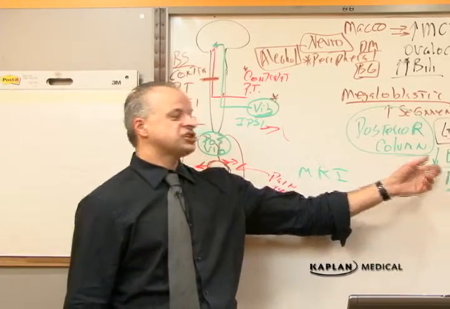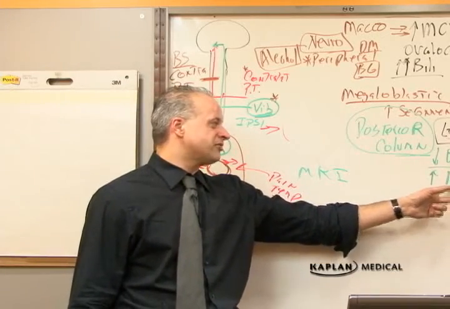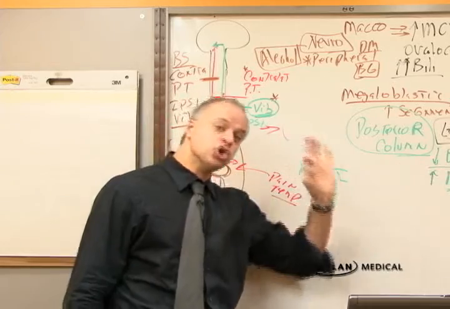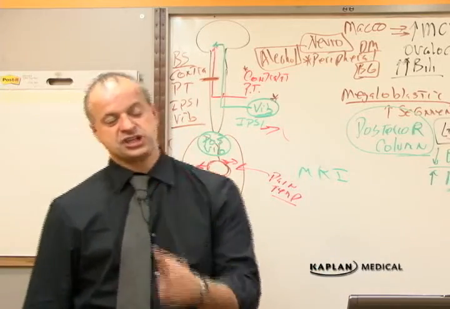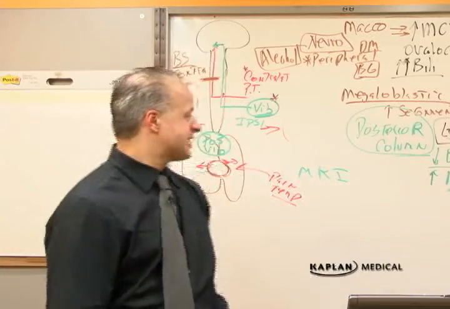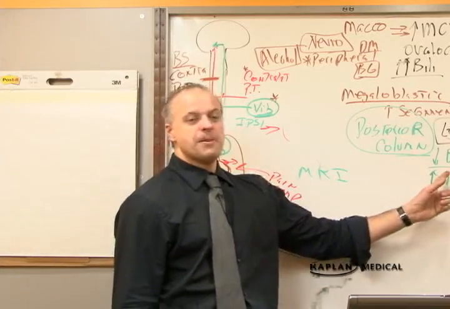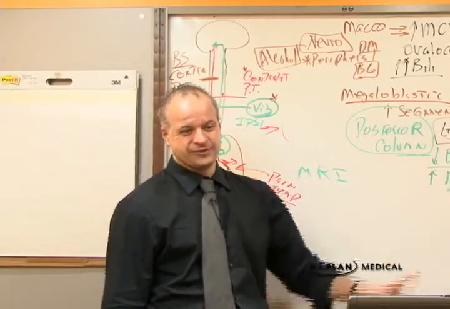And in B12, did you know that 30% of people with a B12 deficiency have a normal B12? Because transcobalamin is an acute phase reactant. That's why we look for an increased methylmalonic acid level.